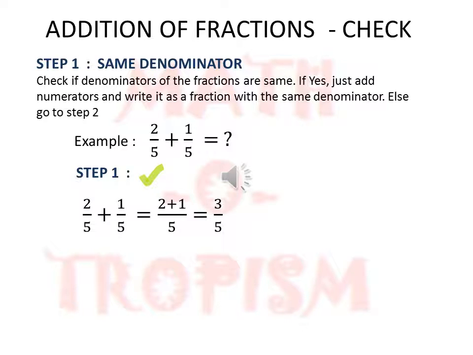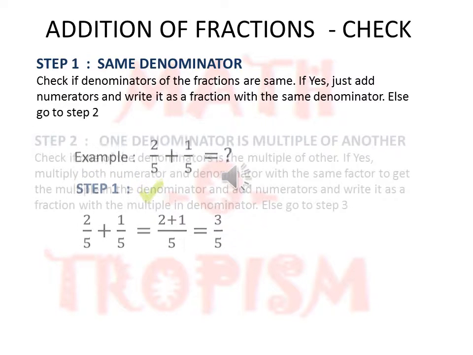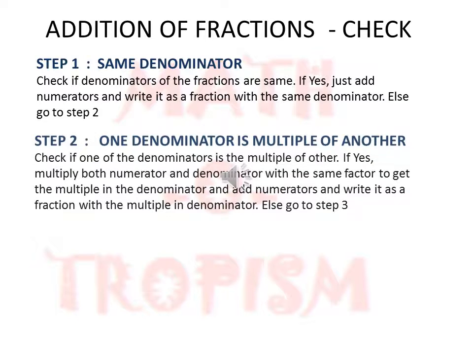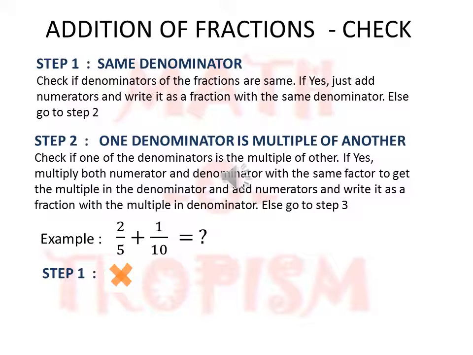So that's it. Now sometimes we don't get like that, so we go to the step 2. One denominator is the multiple of another. So let us take an example of 2 by 5 plus 1 by 10. Now here 5 and 10. 10 is the multiple of 5, which means in the 5 table we have a 10. So 5 2s are 10. We remember that. So what we do is we are going to multiply both the numerator and denominator with the same factor to get the multiple in the denominator of 5.